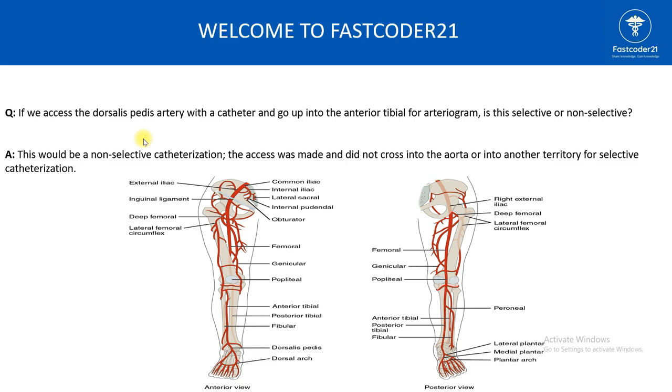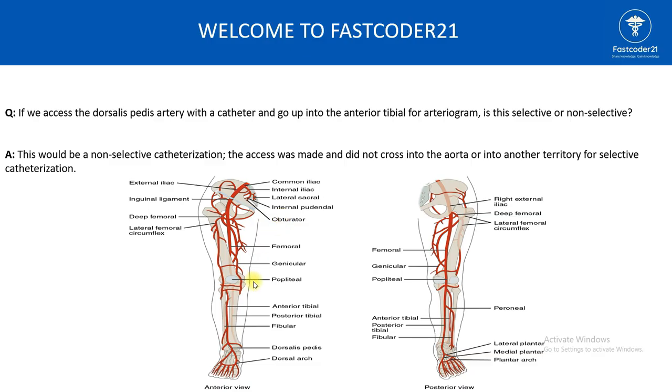Next, we will go ahead with our Q&A. If we access the dorsalis pedis artery with a catheter and go up into the anterior tibial arteriogram, is this selective or non-selective catheterization? What is the answer here? This would be a non-selective catheterization. The access was made and did not cross into the aorta or into another territory for selective catheterization.